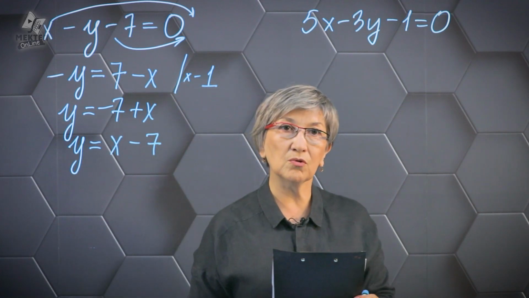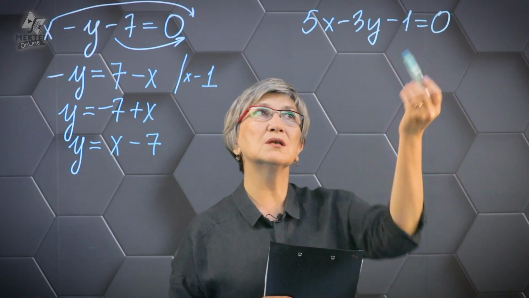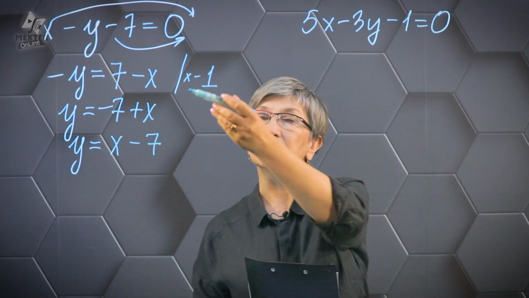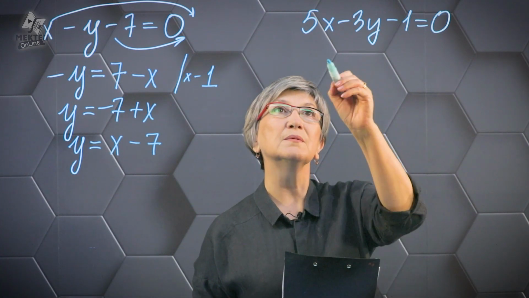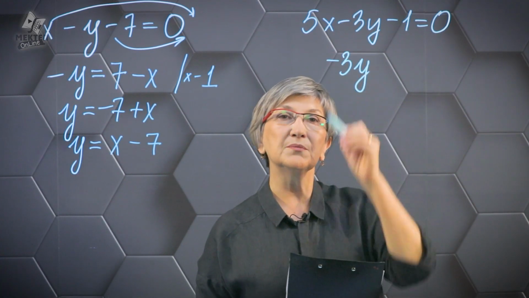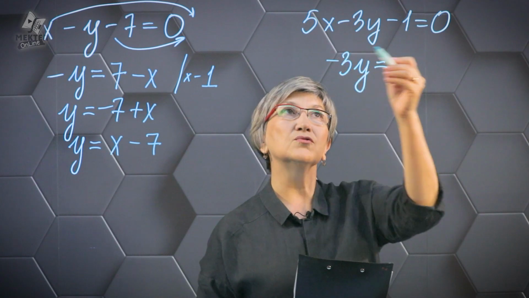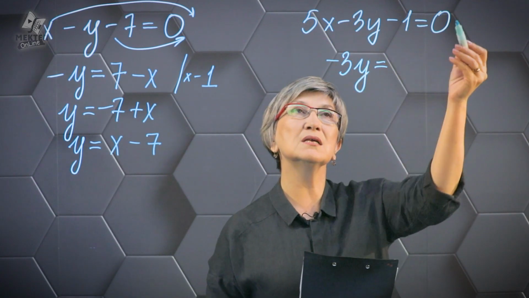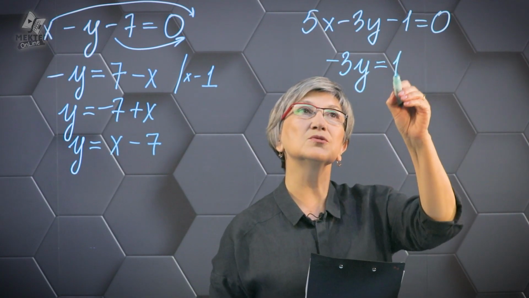Now let's examine the second equation, 5x minus 3y minus 1 equals 0. We will use the same approach. We will maintain y on the left side. We'll shift the other terms to the right. Thus we get 1 minus 5x.